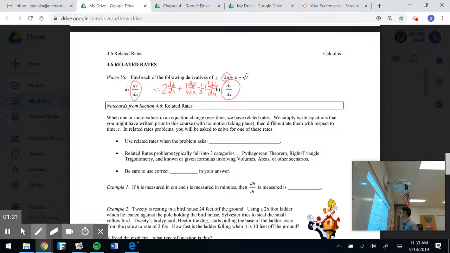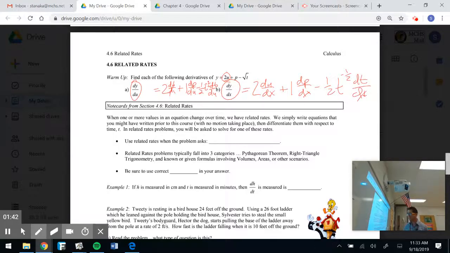All right, hit pause. Try that bad boy. Okay, I really hope you did it. That's the only way you're going to get good at AP Calc. Derivative of 2u would be 2 du dx, because it doesn't have an x, plus 1 dp dx minus 1/2 t to the negative 1/2 dt dx.